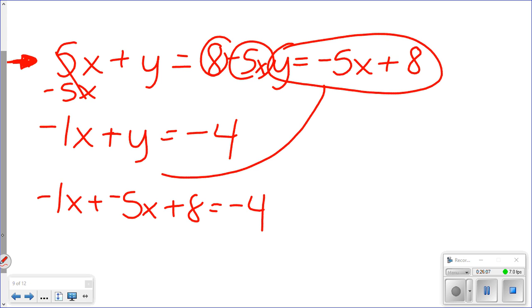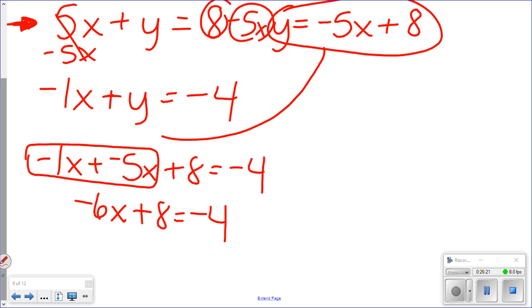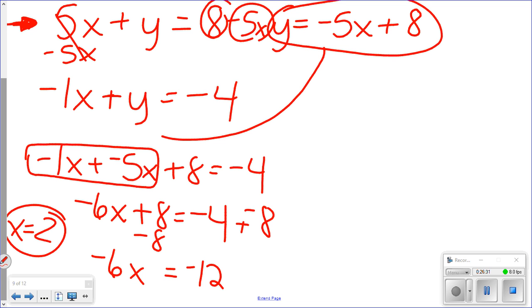If this would have been a minus y, I would have put a 1 there and I would have had to distribute the negative through the whole thing, but it's not negative, so I won't worry about that. I'm going to put this together. So negative 6x plus 8 equals negative 4. I subtract 8 from both sides. I have to keep change. So negative 6x equals negative 12, divide by negative 6, x is just 2. Okay?